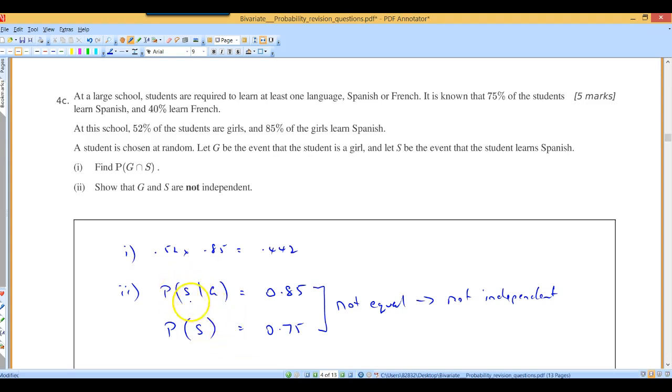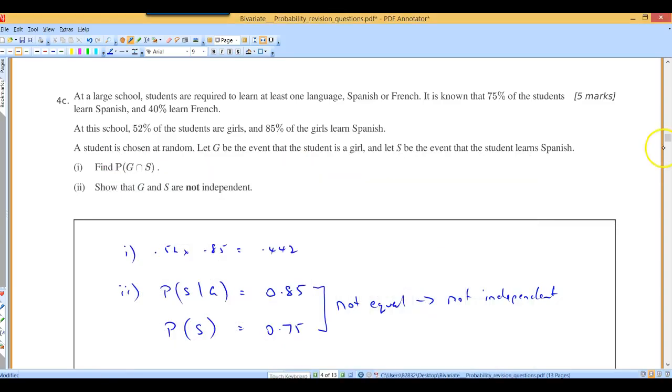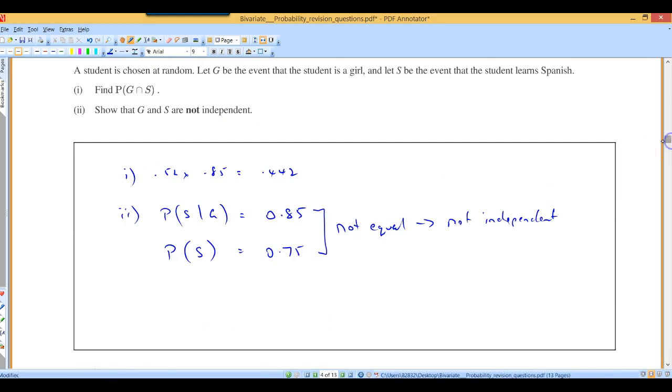So the easiest way of showing that is the second method here, using independent events. In this case, we could have used the product rule and found that out, but I think it's easier here to show that these are not equal, that there is a reliance on the gender as to whether Spanish is taken or not. Probability of Spanish is 0.75, but the probability of Spanish given girl is 0.85. They're not the same, so they're not independent.